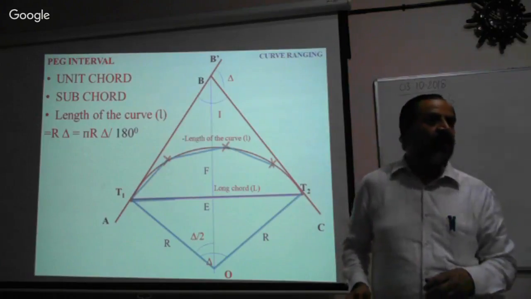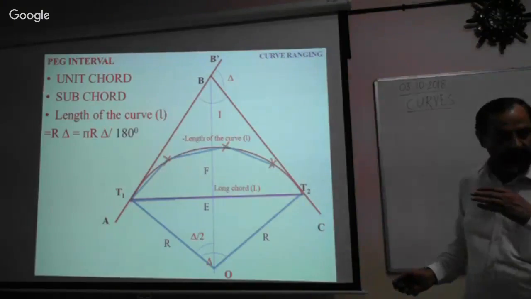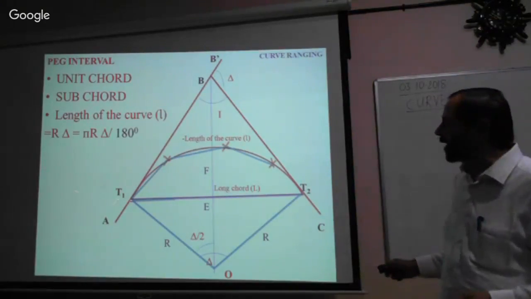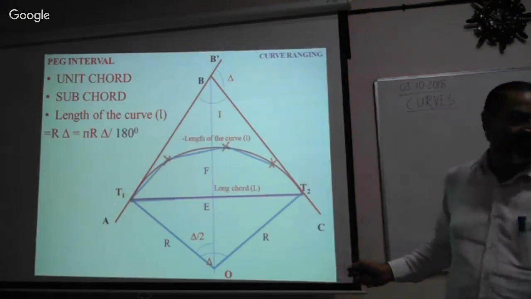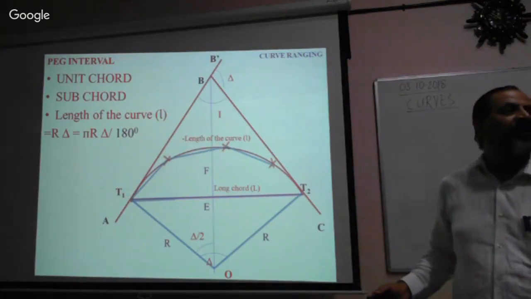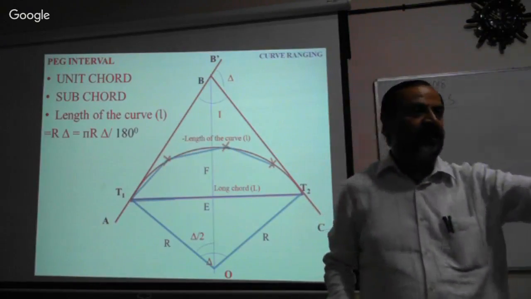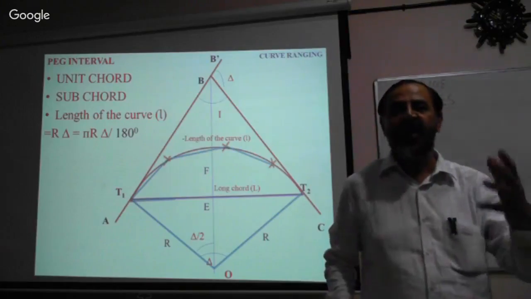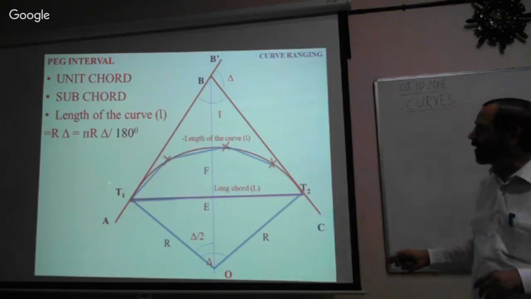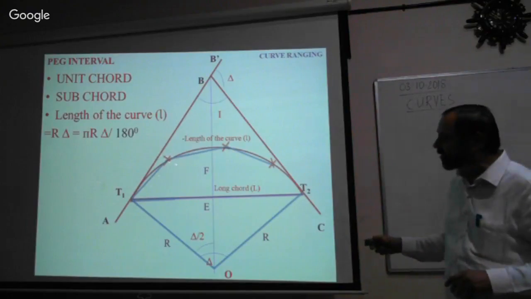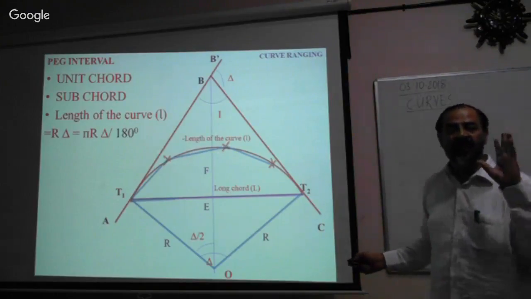Now, it is not possible to transfer the curve from paper to field. That 345 meter full-length curve, we cannot. Suppose if I ask you to draw a 10 centimeter or 15 centimeter line, you will take some drawing instruments and prepare the drawing. Whereas in our case, we are not able to. Therefore, we must divide this curve into a number of parts. Carefully we have to divide this.